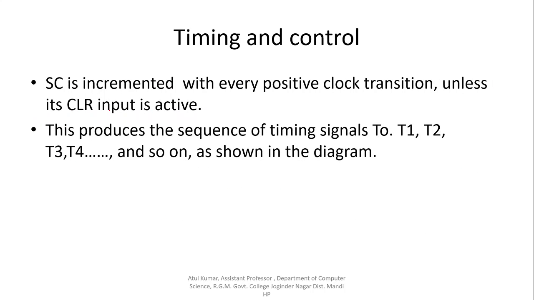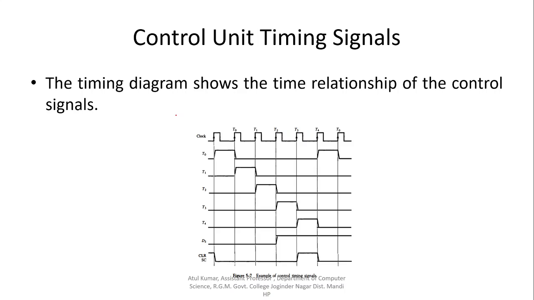So the sequence counter is incremented with every positive clock transition until its CLR input is activated. The sequence of timing signals T0, T1, T2, T3, T4 and so on up to T15 are produced as the positive clock transitions occur. So this one is the timing diagram showing the timing relationship of control signals.